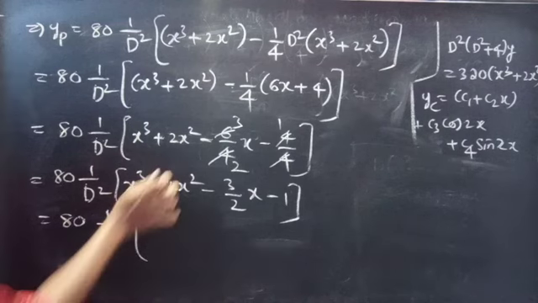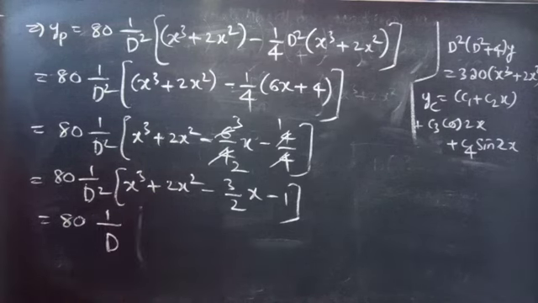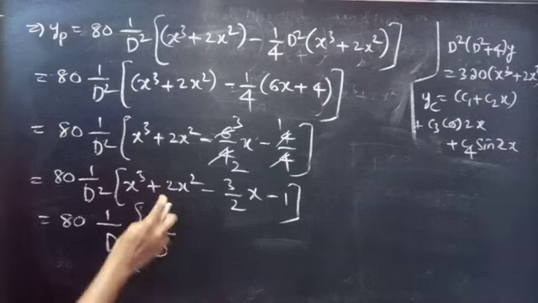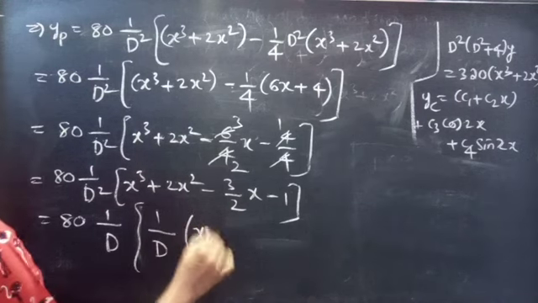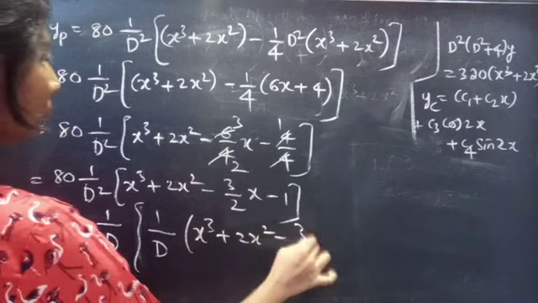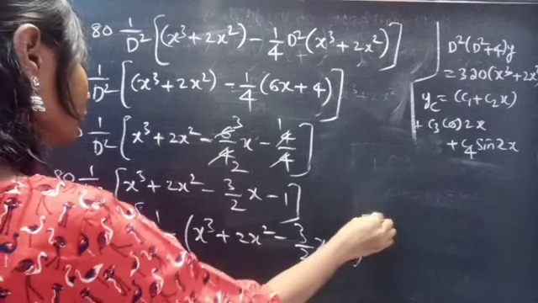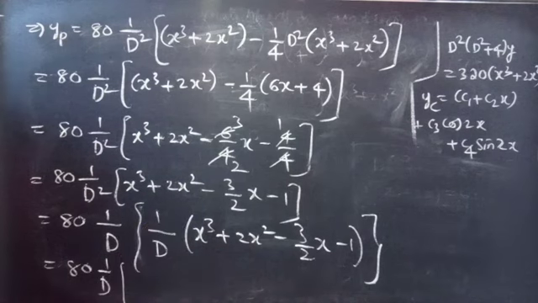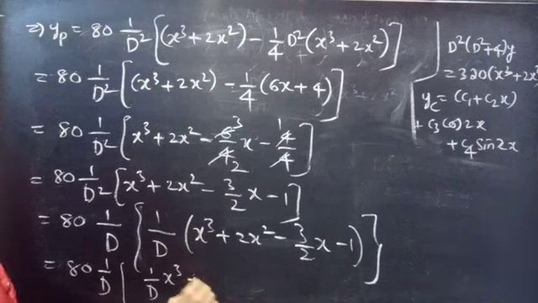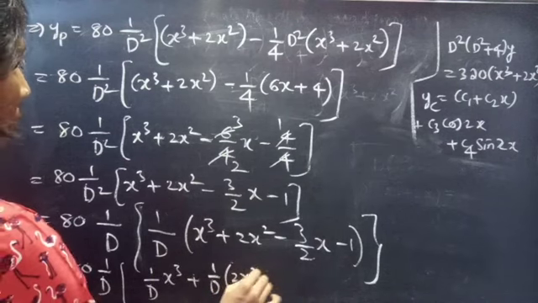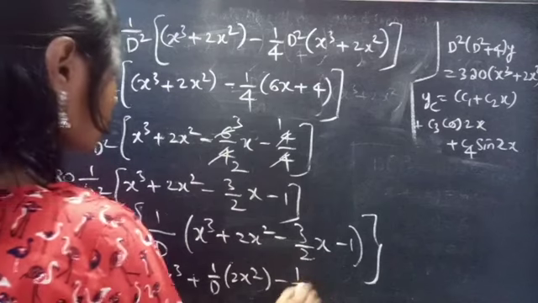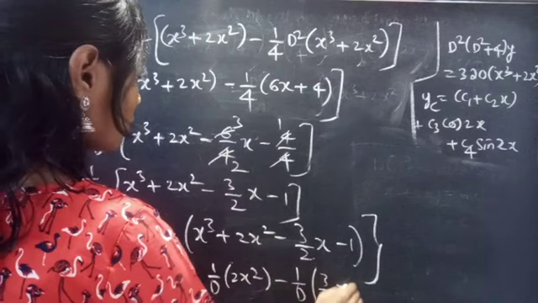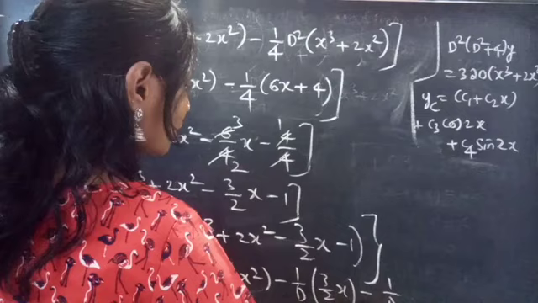Now we need to find 1 by D of the terms under square brackets. This is equal to 80 into 1 by D into, we know that 1 by D is an integral operator, then we'll get 1 by D into x cube plus 1 by D into 2x square minus 1 by D into 3 by 2 x minus 1 by D into 1.